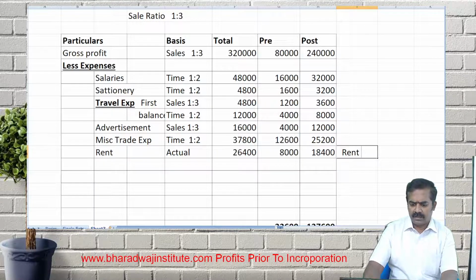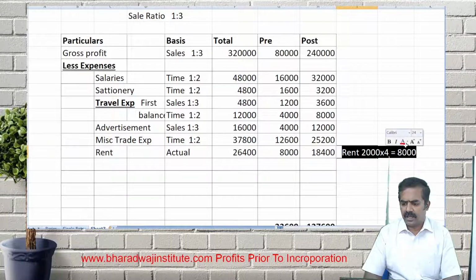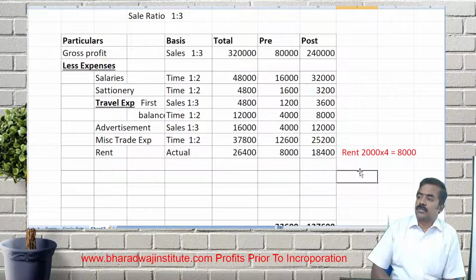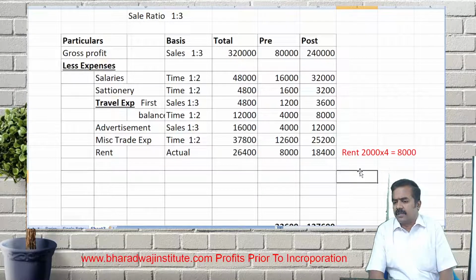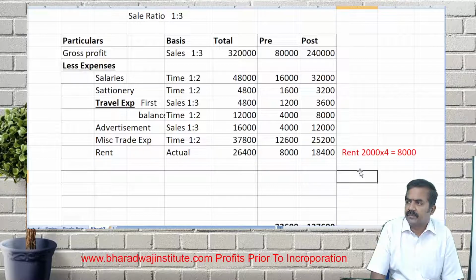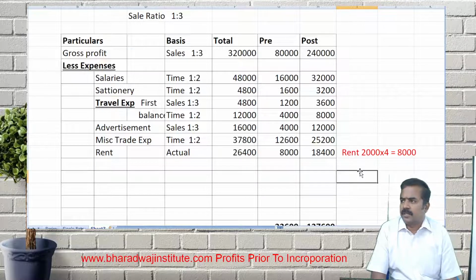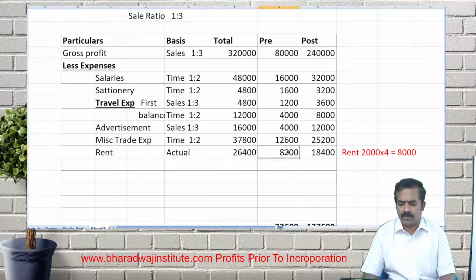Rent. 2000 into 4 months. டைம்ல தான் வரும், பட் அட்ஜஸ்ட்மெண்ட் பாருங்க. ரெண்டுன்னு சொல்லியிருக்கான். It was 2,000 rupees per month. Thereafter increased by 400 per month. அப்போ ப்ரீ இன்கார்பரேஷன் பீரியட்ல எவ்வளவு ரெண்ட் இருந்திருக்கும்? எவ்வளவு months? 4 months into 2,000, 8,000 இருக்கும்.